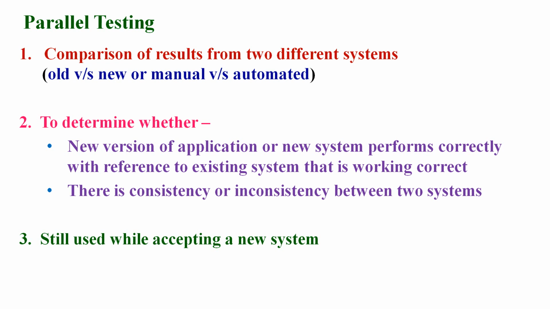So this is the aim, or the objective, or the goal of parallel testing. This parallel testing will be used while accepting the new version or the new system. Whenever the new system or the new version is going to be released in the market, the software testing team has to do this parallel testing.